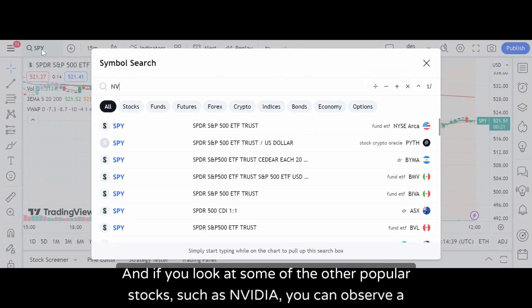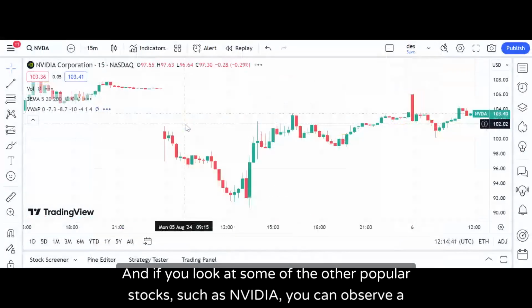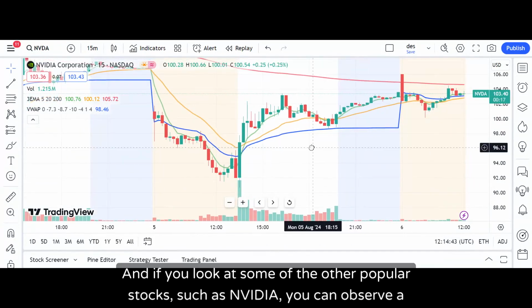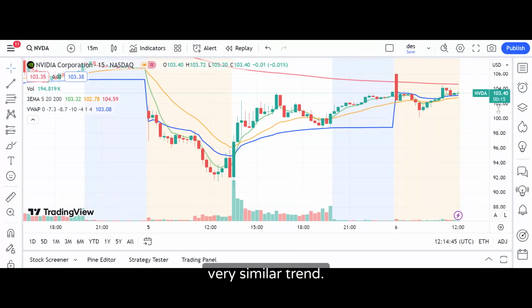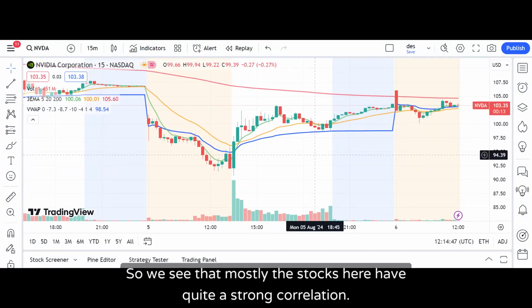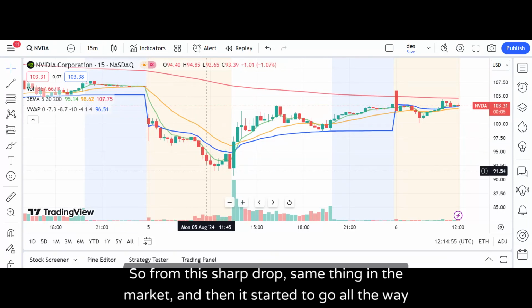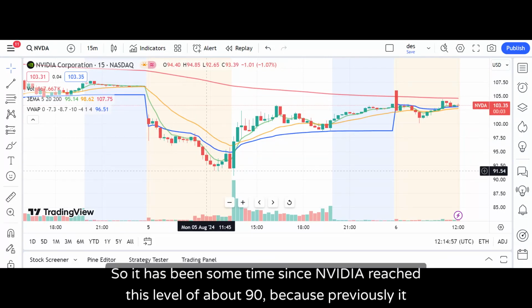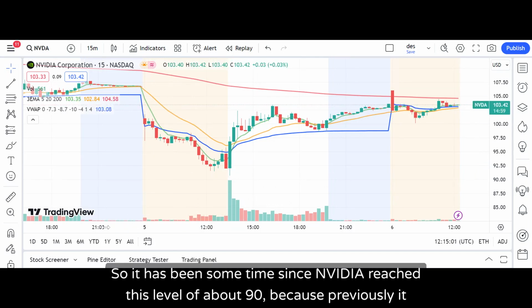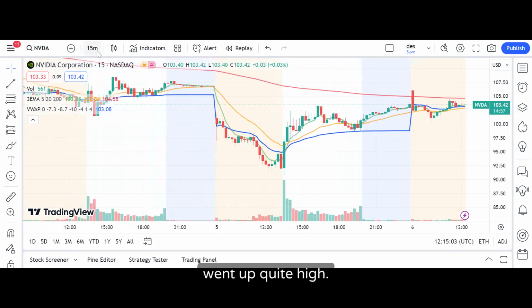And if you look at some of the other popular stocks, such as Nvidia, you can observe a very similar trend. So we see that mostly the stocks here have quite a strong correlation. From this sharp drop, same thing in the market, and then it started to go all the way down. It has been some time since Nvidia reached this level of about 90, because previously it went up quite high.